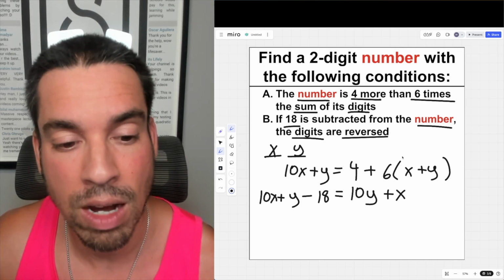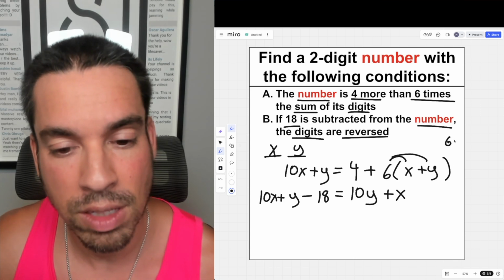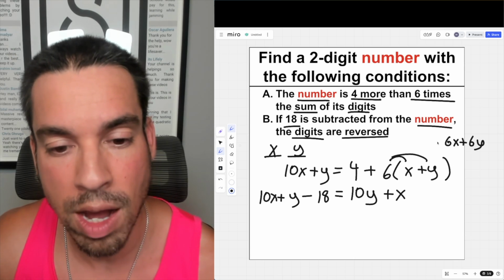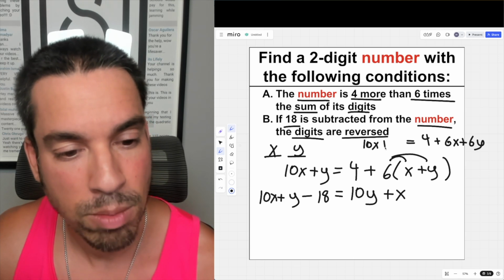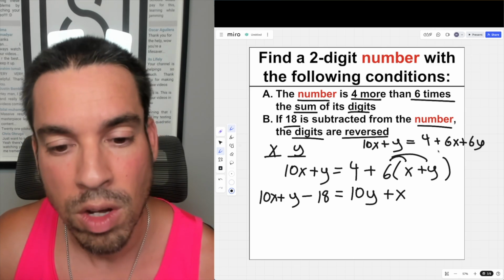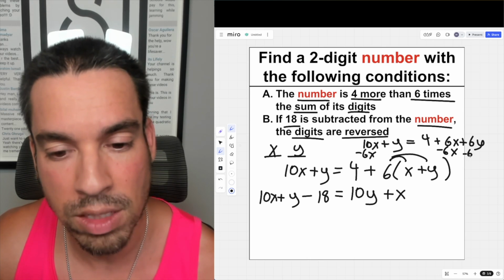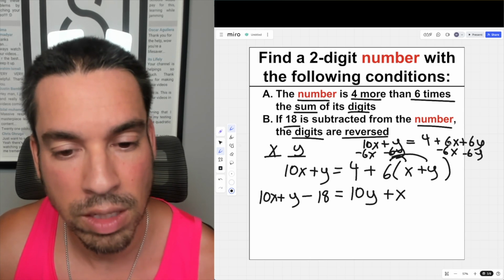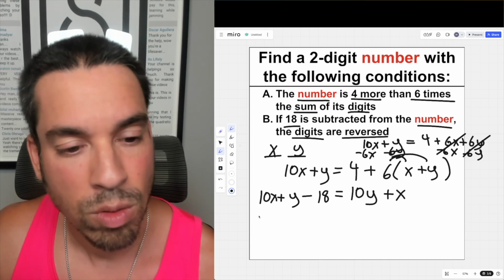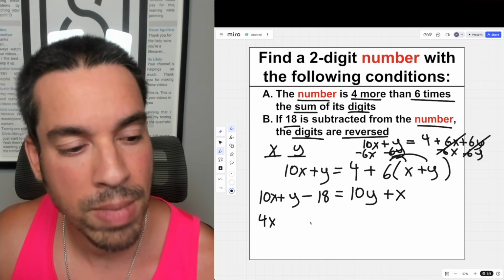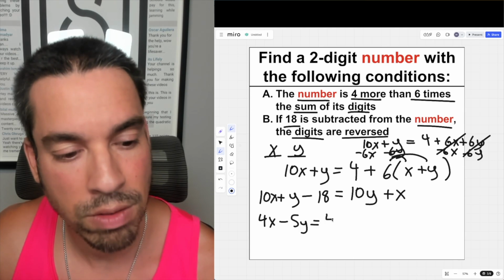I'm going to show you how to do that now. First, we're going to start by distributing the 6, and then we have 6x plus 6y plus that 4 over here is equal to 10x plus y. Now I'm going to subtract 6x from both sides, and subtract 6y from both sides like so. Boom, boom. Now we have 10x minus 6x, which is 4x, y minus 6y, which is negative 5y, equals positive 4. We have one equation.